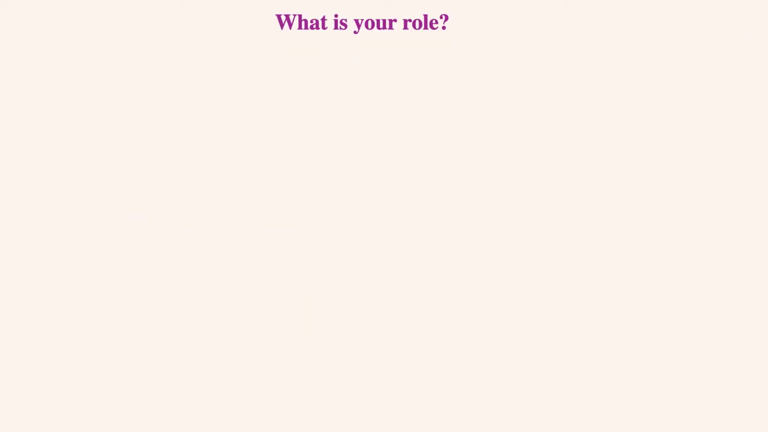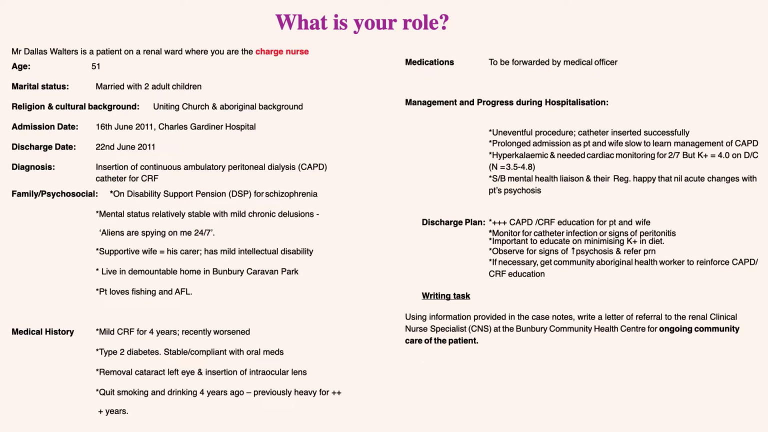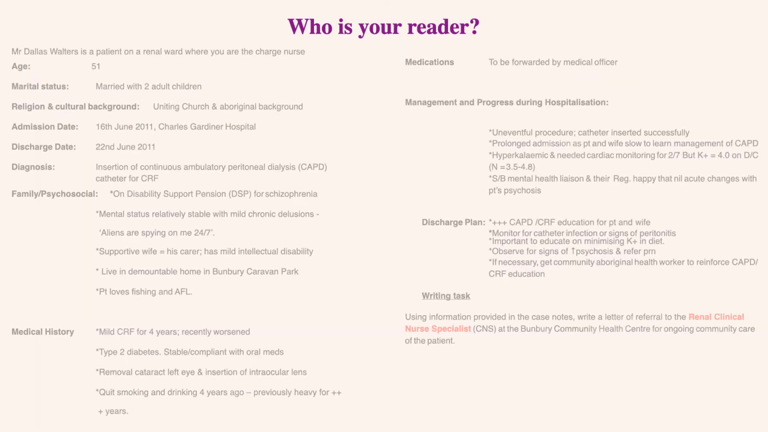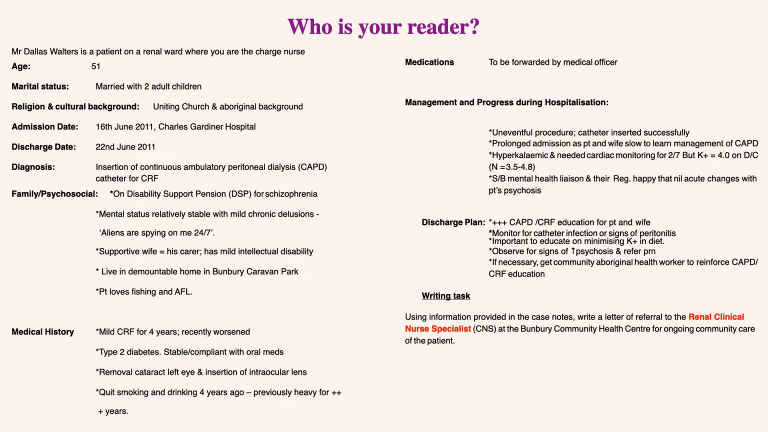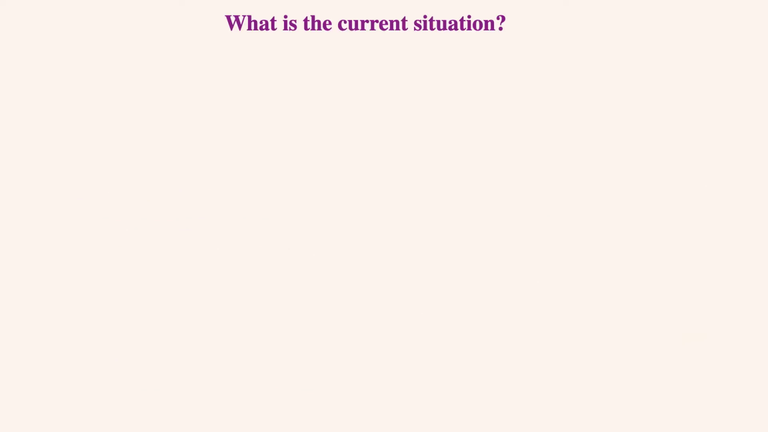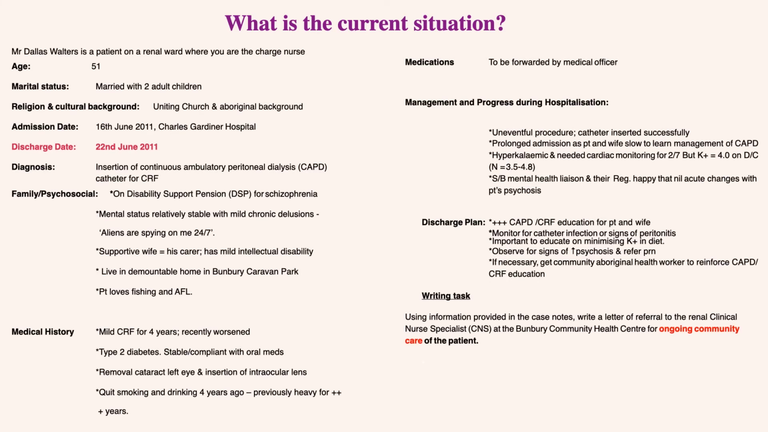For example, I'm going to use a case note and go through these questions. What is your role? So in this case note, your job role or your designation is charge nurse, which is given at the top of the case note. Then who is your reader? Usually that will be mentioned in the writing task. So here it is renal clinical nurse specialist. What is the current situation? So the patient is getting discharged and the discharge date is mentioned, and in the writing task, the request is for ongoing community care.